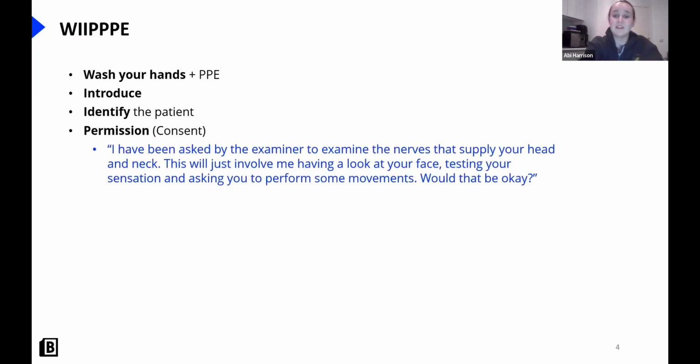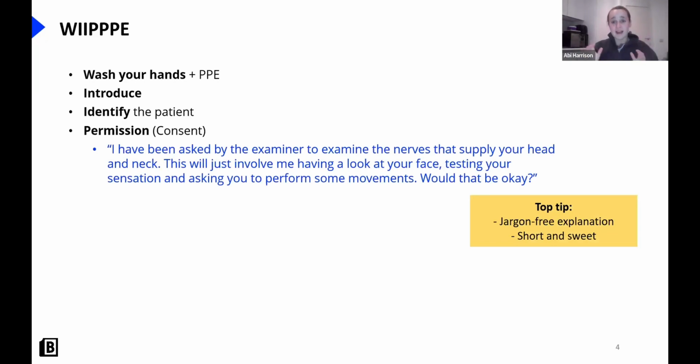For consenting a patient, I think it's really useful for each examination to have a bit of a layperson, short, sweet spiel that explains what the examination is and briefly what you'll be doing. This one is taken from the Biomedicine website. I've been asked by the examiner to examine the nerves that supply your head and neck. This will involve me having a look at your face, testing the sensation and asking you to perform some movements. Would that be okay? So that can be understood by anyone. It doesn't go into detail about all the things you'll be doing, but it does briefly prepare the patient for what will come next.